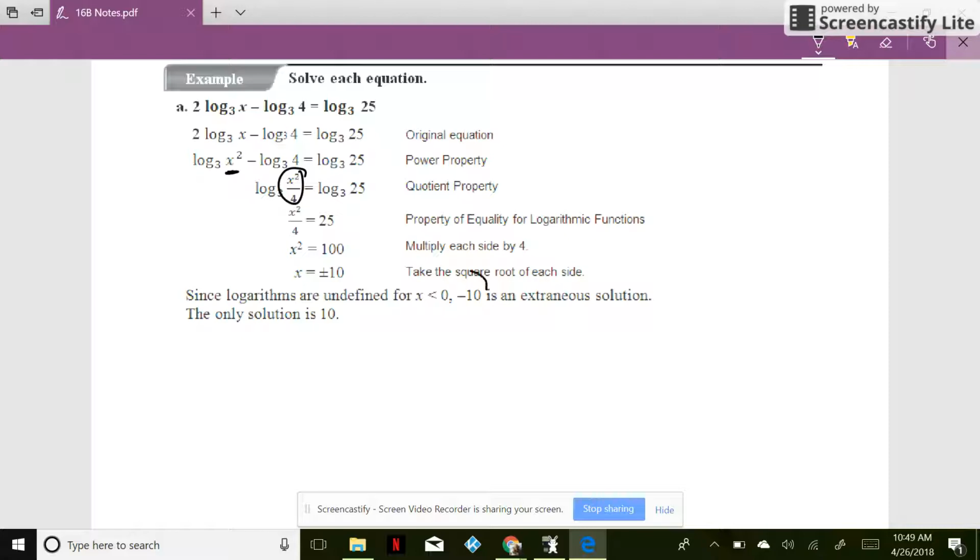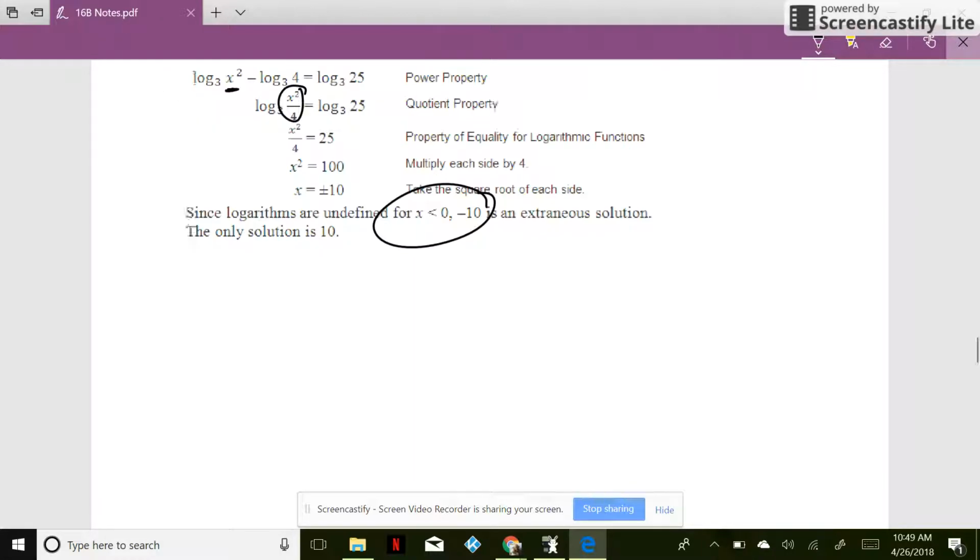Now, just a reminder, logarithms are undefined for x less than 0. The domain of a logarithm, x has to be greater than 0. So that means that negative 10 is an extraneous solution. We only have the one solution of positive 10.